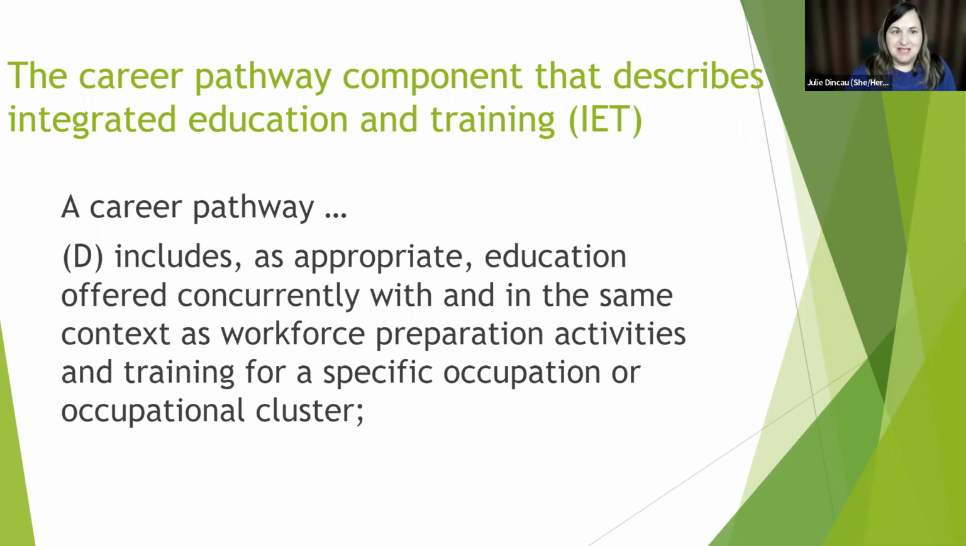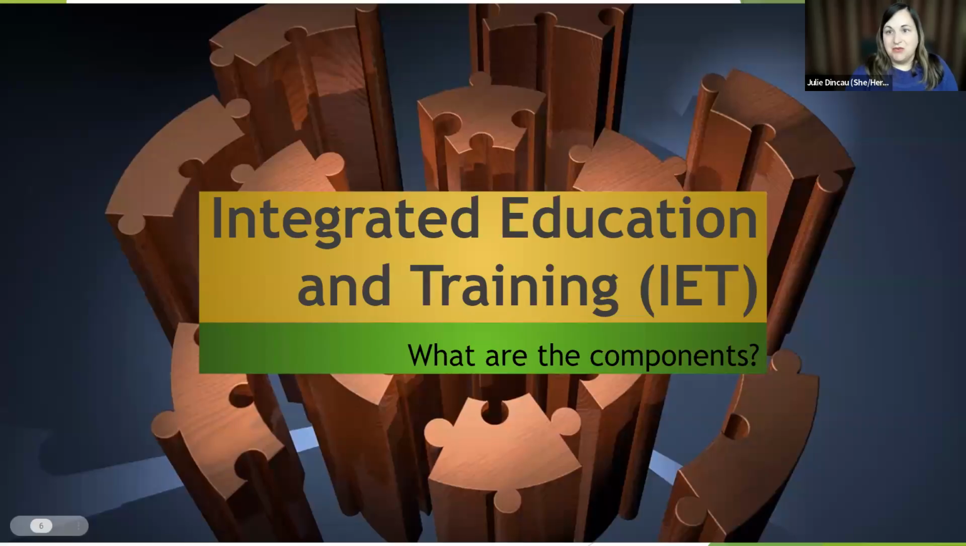So this is, again, the career pathway definition piece from our federal office. And there will be a link in the chat to a checklist. I believe they just call it the career pathway checklist. That is a tool to help you determine if you have a full adult career pathway. Now that's just the adult career pathway. But if we focus on letter D, one component of that adult career pathway is integrated education and training. It says it includes, as appropriate, education offered concurrently with and in the same context as workforce preparation activities and training for a specific occupation or occupational cluster. So with that, we'll dig in a little further into integrated education and training and what the components are.